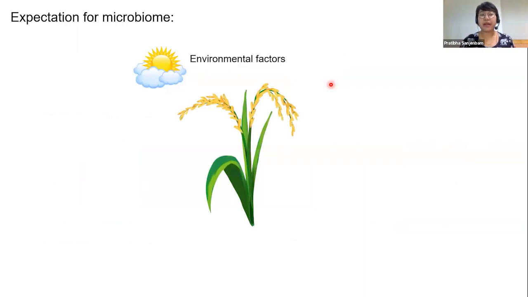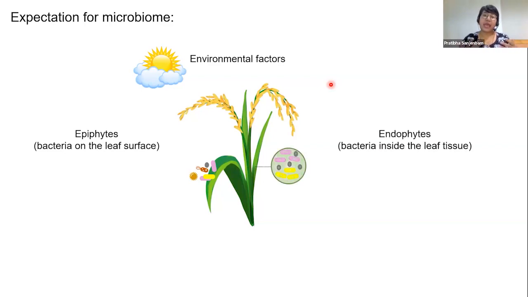Based on the prior literature and my prior work, these are some of the expectations of the microbial communities that I expect to see in these landraces. Broadly, the phyllosphere communities can be divided into two groups. One, bacterial lifestyles which are adhering on the leaf surface, which I will term epiphytes, and the bacteria which have the ability to stay in the leaf tissue as the endophytes. And we have an environment which is consistently changing over time.